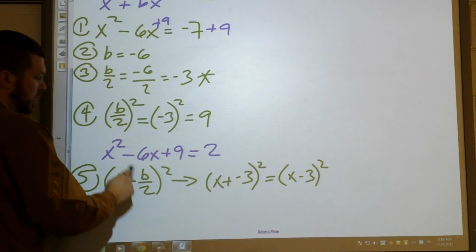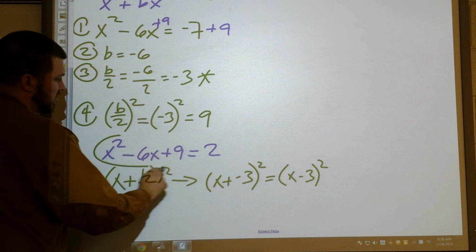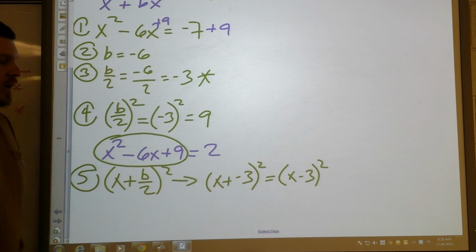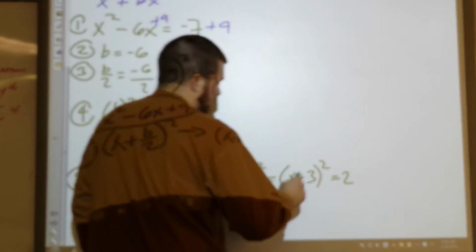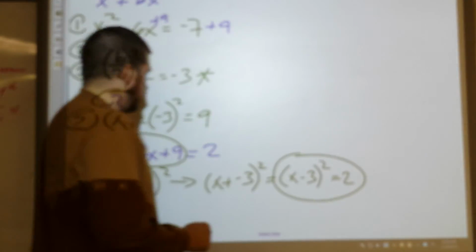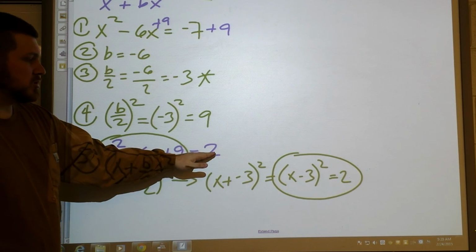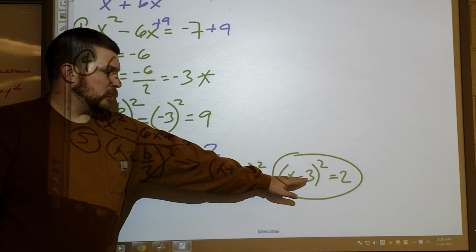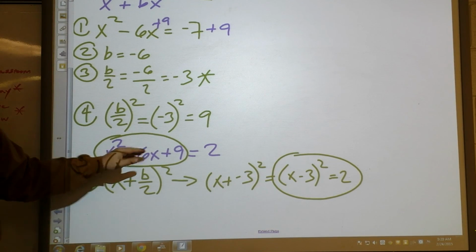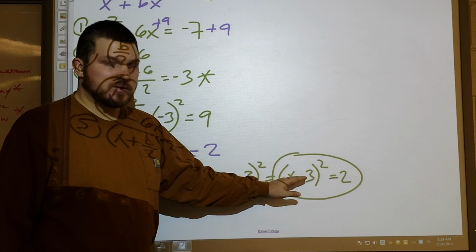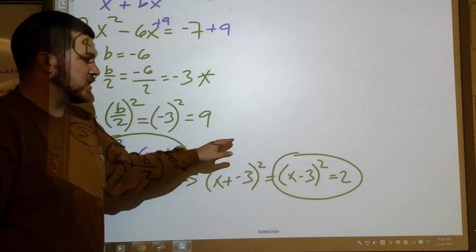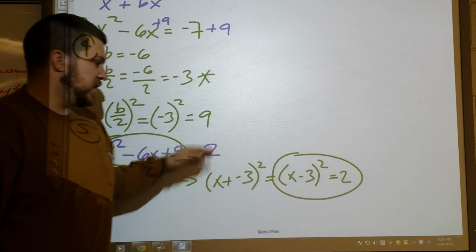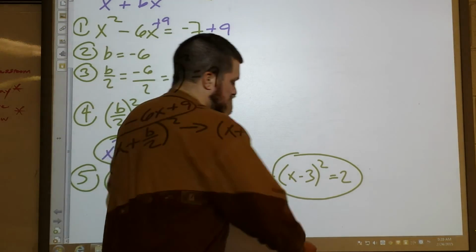This x minus 3 squared is equal to this trinomial. But this trinomial is equal to 2. So this is my final answer. Okay? The trinomial was equal to 2. This square of a binomial was equal to the trinomial. So by the transitive property, which just means A is connected to B, B connected to C, therefore A has to be connected to C. These two have to be equal.